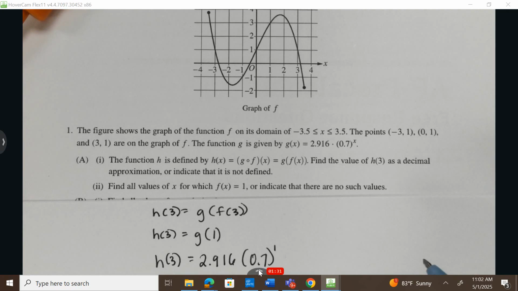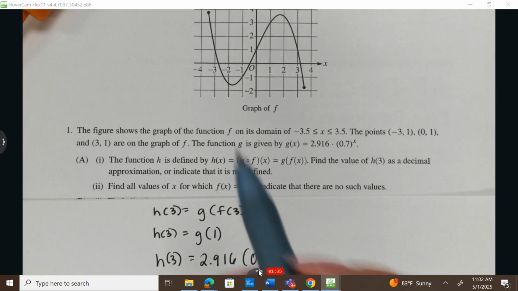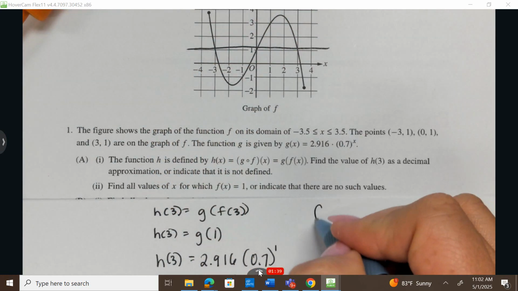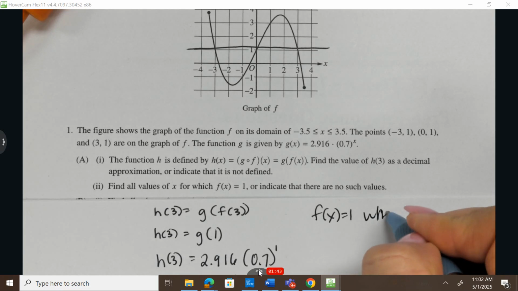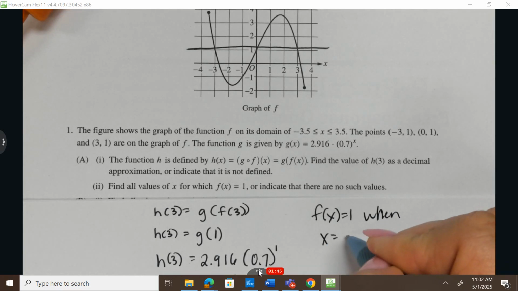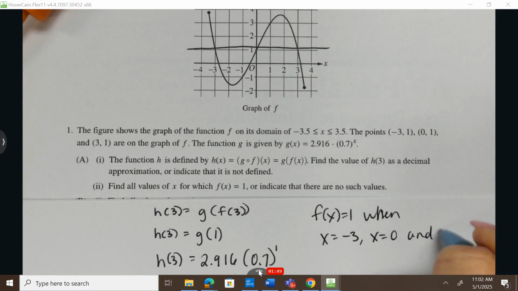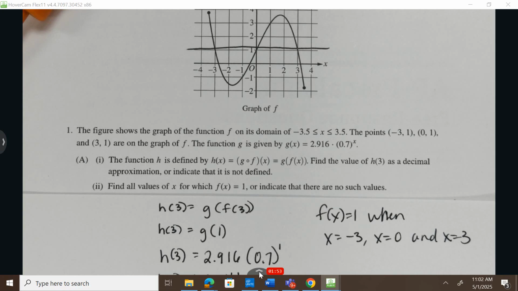Let's find all of the values for which f of x equals 1. All right, so if I come up here and I draw a line going straight across, I can see f of x equals 1 when x is equal to negative 3, x is equal to 0, and x is equal to positive 3. Let's go on to part B.